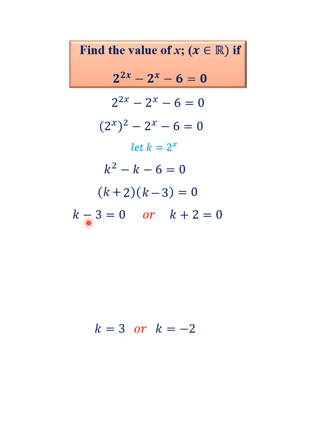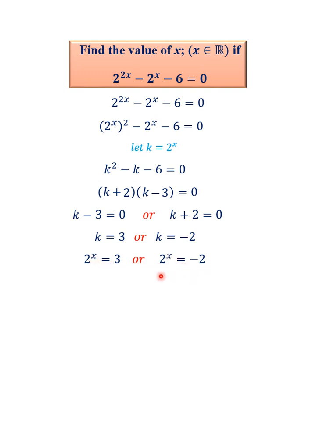Now, from here, k will be equal to 3 when you transpose, or k will be equal to negative 2 when you transpose. Remember, we are not looking for the value of k, we are looking for the value of x. We only made an assumption that k is 2 raised to the power x. Now let's bring back the 2 raised to the power x into the place of k.